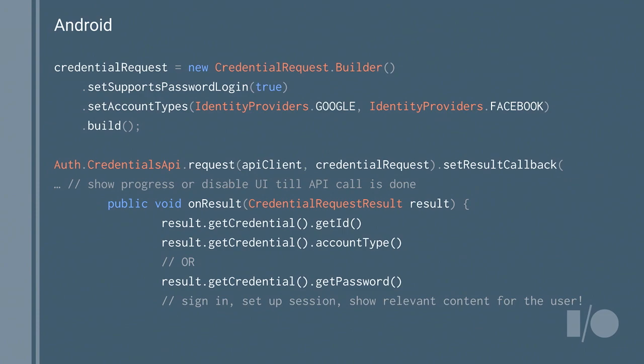If you get something back, you can look at what you've got. It'll have the identifier, so the username or the email address, or maybe even a phone number that you've saved previously or the user has opted in to save in Chrome. And then it comes with an account type. So if it's a Facebook sign-in, you can look at that and say, I need to talk to Facebook. Or if it's a password, you can just take that password, submit it on behalf of the user as though they typed it in themselves, set up a session, and at that point you have an authenticated user. You can show them the relevant signed-in content right away as soon as they open the app.